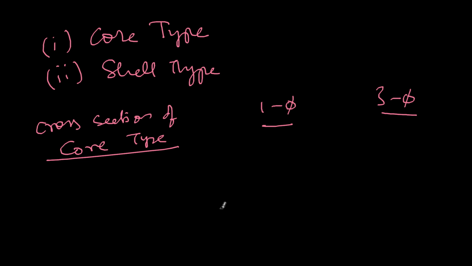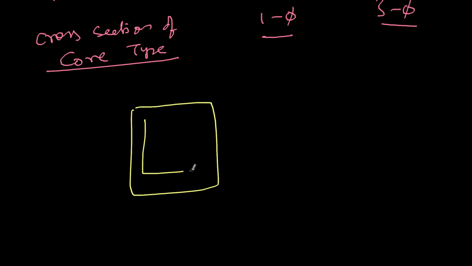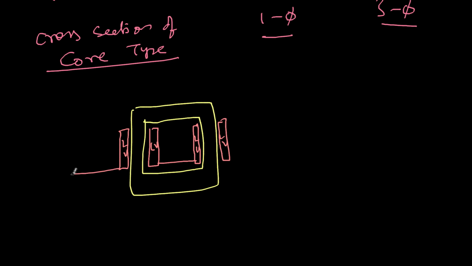So, if I represent this as the core, and on top of it there will be winding. Let's call it like this. This is low voltage winding. Here also low voltage winding. LV, LV. And these two are connected in series. So this whole thing is my low voltage terminals.